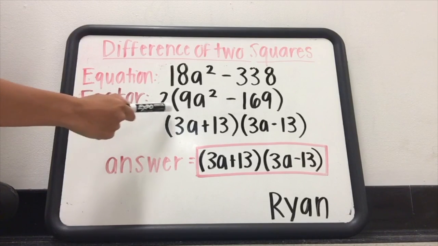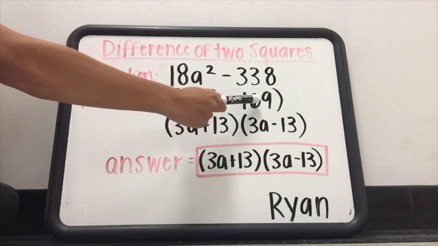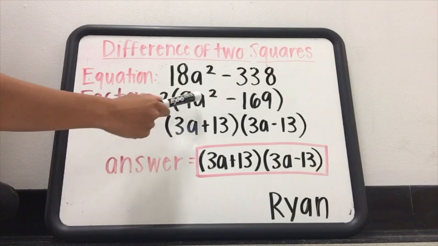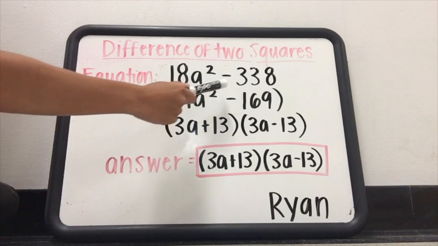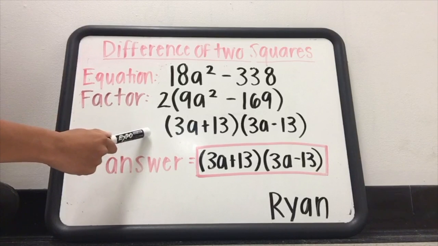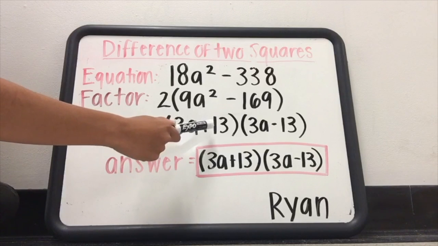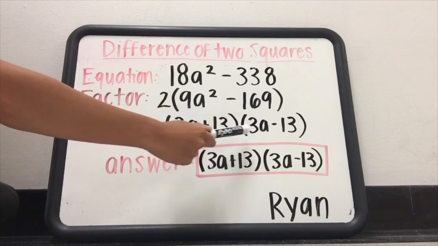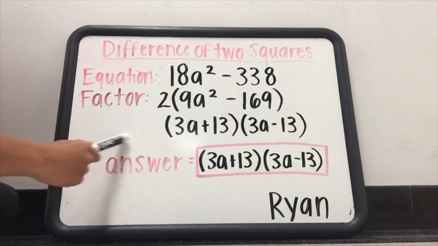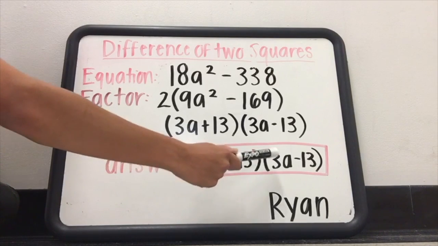We end up with 2 multiplied by 9a squared minus 169. Both 9a squared and 169 are perfect squares. They can be square rooted into whole numbers. We end up with 3a plus 13 multiplied by 3a minus 13. Because we cannot factor any further, our answer is 3a plus 13 multiplied by 3a minus 13.